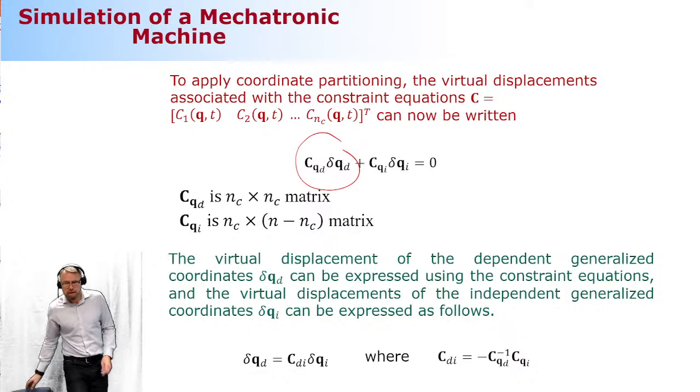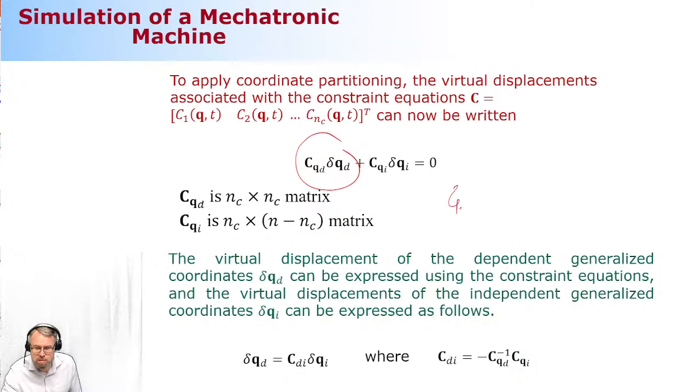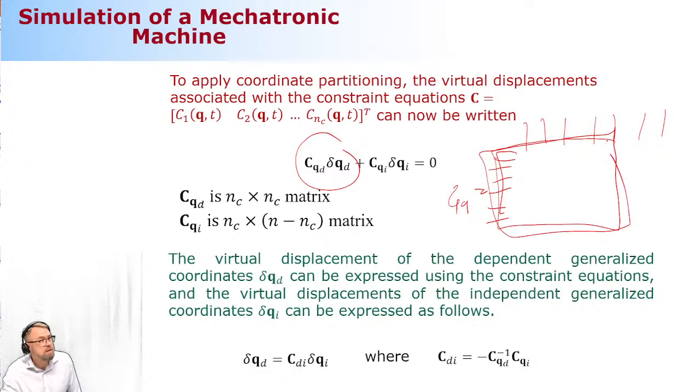If the Jacobian matrix looks like this, the rows correspond to my constraint equations and the columns correspond to my generalized coordinates. I make a selection such that the square part is selected for my dependent coordinates. It always has to be square. Once I do this selection, I can find a relation between the independent coordinates and all the generalized coordinates in that particular configuration.